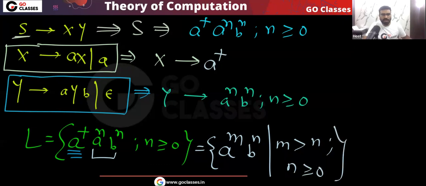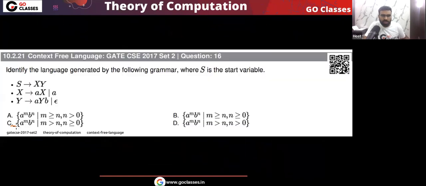I hope you understood. This is the complete analysis. Now you can easily see your answer will be A power m, B power n, where m is greater than n. The number of A is greater than the number of B, and n is greater than or equal to 0. So you can see your answer will be option C. Okay, so very simple. Is this clear?